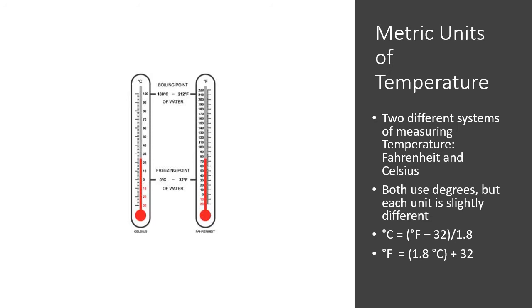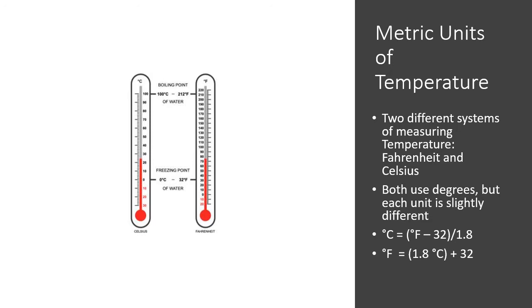Both of these systems use degrees, but each unit is slightly different, meaning it's valued a little bit differently. So the conversion equations here: 1 degree Celsius is equal to 1 degree Fahrenheit minus 32 divided by 1.8. 1 degree Fahrenheit is equal to 1.8 degrees Celsius plus 32. I will not ask you to make conversions in temperature. I won't do it.